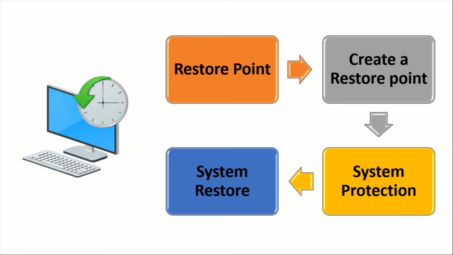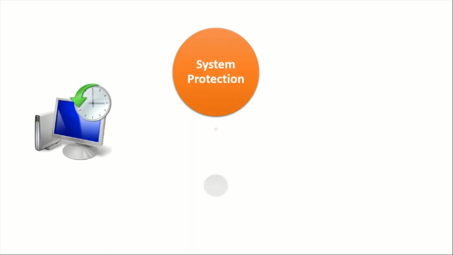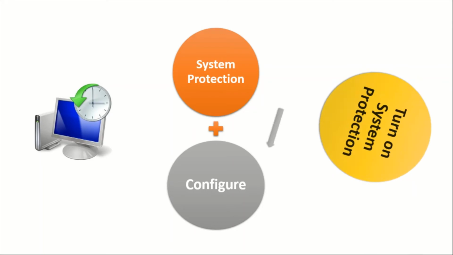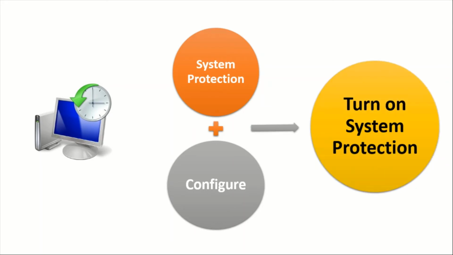If you don't see any restore points, it might be because system protection is not turned on. To turn on system protection, on the system protection tab, select configure. If you click on configure, you will get the turn on system protection option. Then you can enable it.